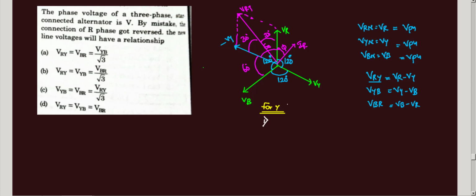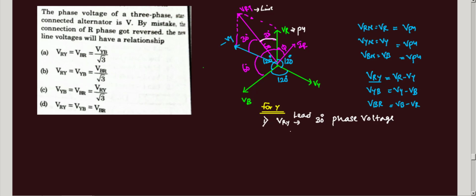In this, for star connection, the line voltage VRY is leading by how much? 30 degrees. VR is the phase voltage and this is a line voltage. So the line voltage is leading the phase voltage by 30 degrees. Very important question: line voltages are leading by 30 degrees of the phase voltage.